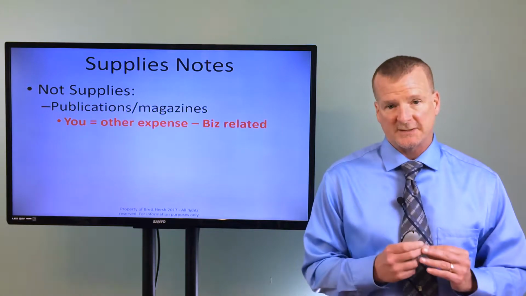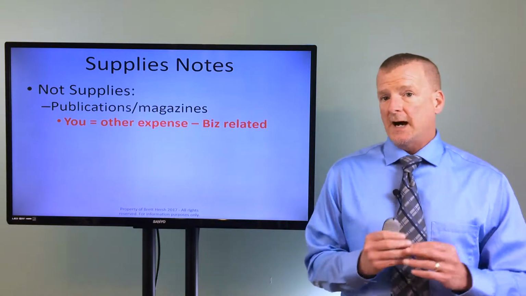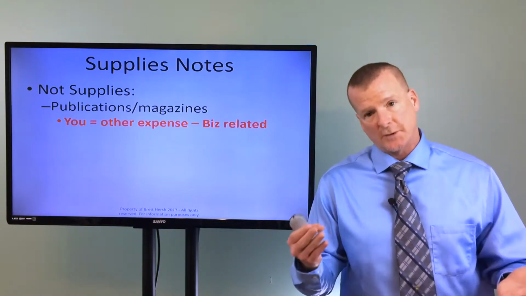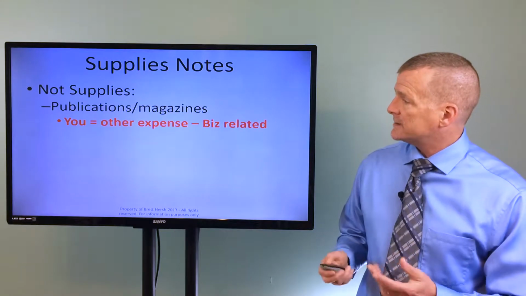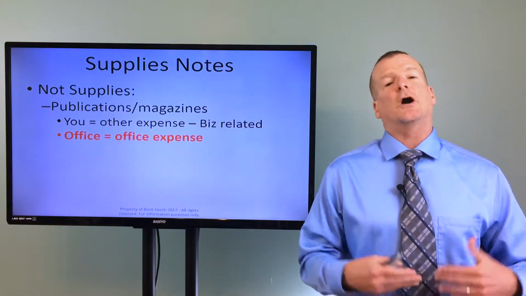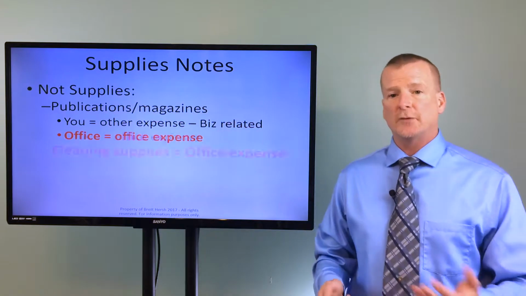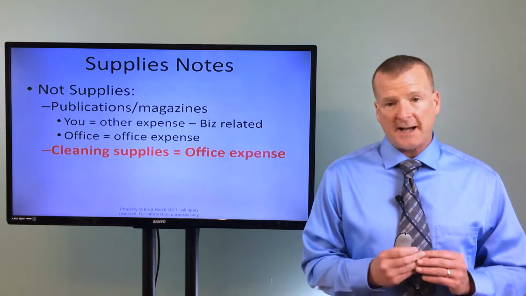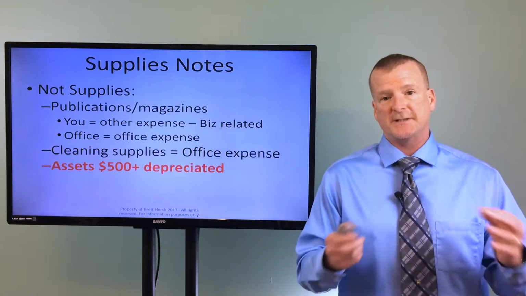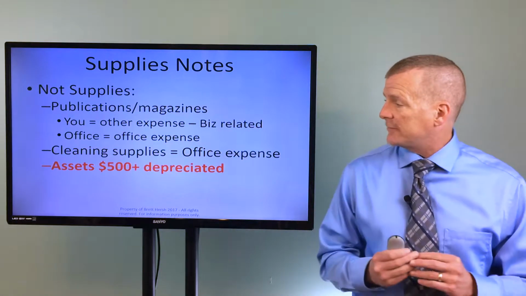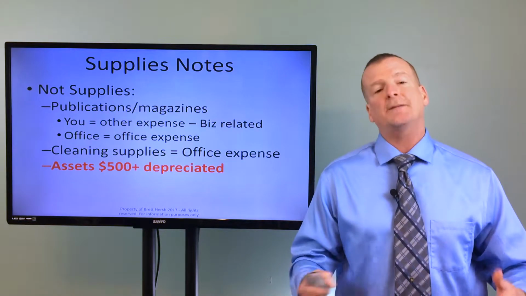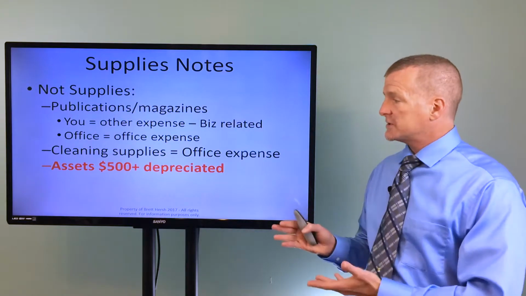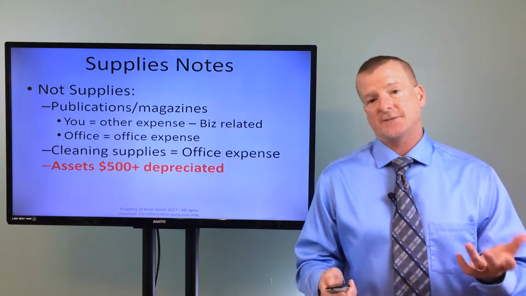So these are some items that are not supplies. Publications and magazines are not considered a supply per se. If it's for you, it's going to be an other expense if it's business related. Dues and subscriptions, we would call that. For you, it would be an other expense. If it's related to your office lobbies, we discussed in office expenses, that would really be an office expense. Cleaning supplies, as I mentioned a moment ago, those are really not supplies, even though they are cleaning supplies. They are an office expense also. Remember, assets of $500 or more need to be depreciated, or they may need to be depreciated if they have a life expectancy of over a year and they add up to over $500. So keep that in mind.